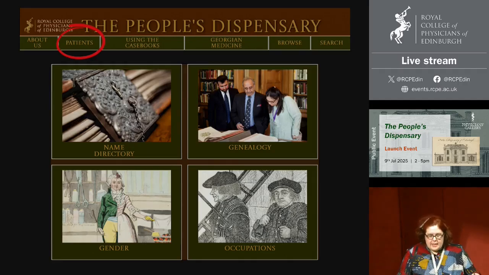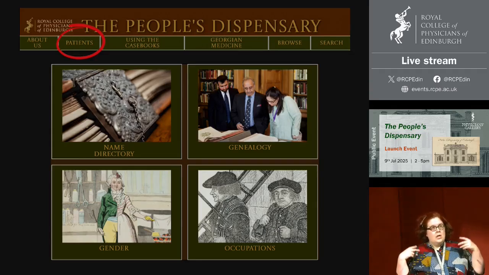The next tab is a patient, so it's about how to use this resource if you're interested in genealogy. Of course, there are lots of names, both of practitioners and of patients. The other thing that you might not necessarily think about, this is really good for, is occupations. So they didn't always record every patient's occupation, but they did record a lot of them. So if you are interested in occupational health or the history of certain professions, this is a really good resource for that as well. You can find out a lot about how their work impacted on their health.